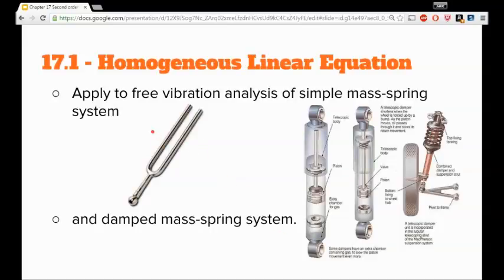A homogeneous linear equation can be applied to analyze the free vibration of an object. Free vibration is when an object vibrates within itself and there's no external force pushing on it. Like a tuning fork, when you hit it, the metal will vibrate, but there is no external force shaking it. The second is a damped mass-spring system.